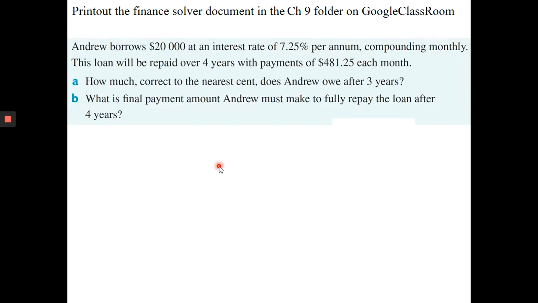So if you go onto Google Classroom, click on the chapter resources for chapter 9, you'll find a file in there called Finance Solver. Print that one out. So I think it's a double-sided one. My printer can't do double-sided printing, but if yours can, do it double-sided. Otherwise, staple it together. Let's go look at lots of examples now.